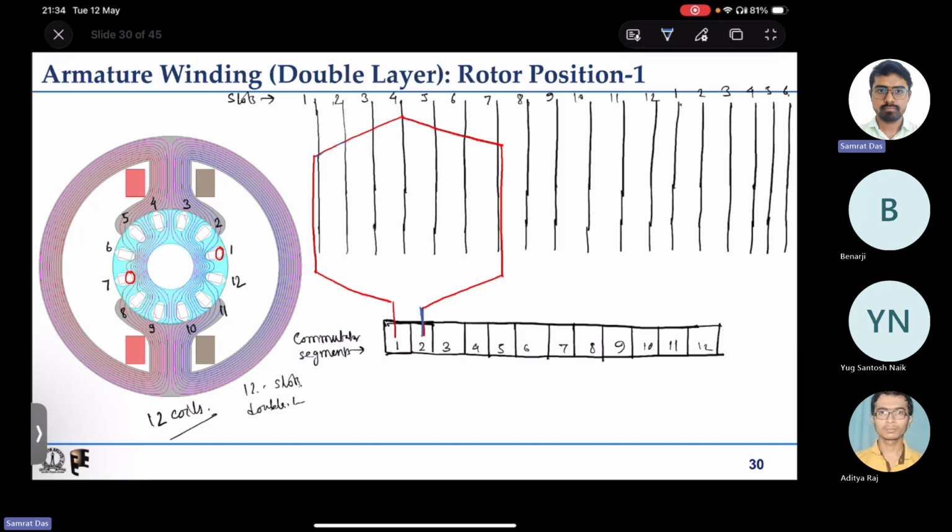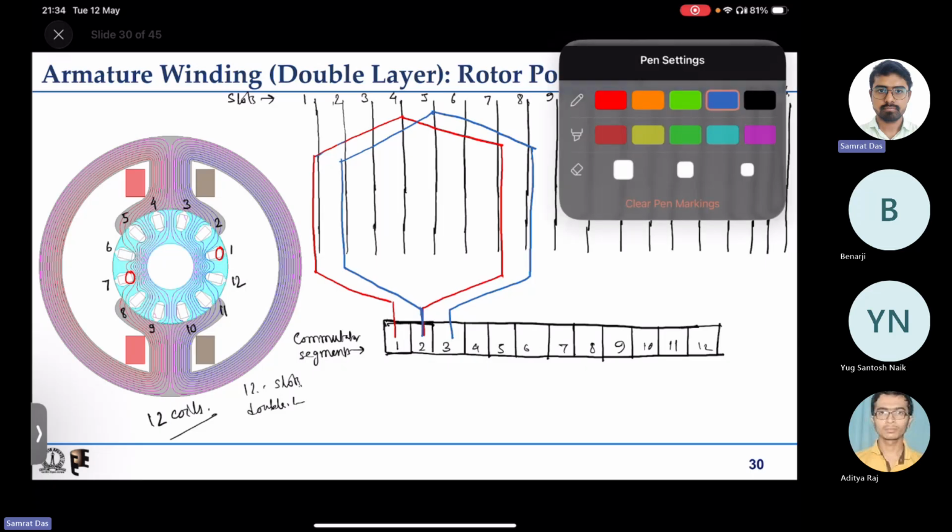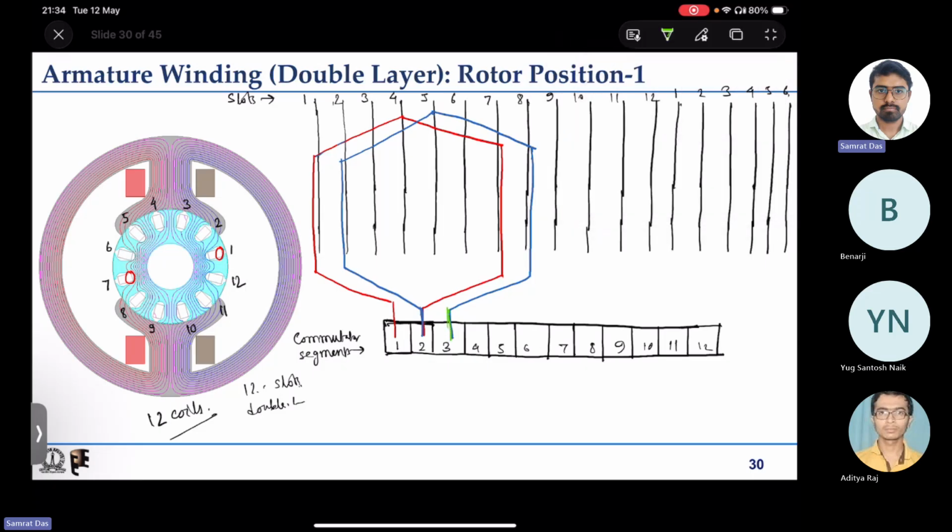Okay. So let us start from the second coil. The second coil will start at commutator segment 2. It will go there on the top, complete its path like this, and come back from each slot to segment 3.